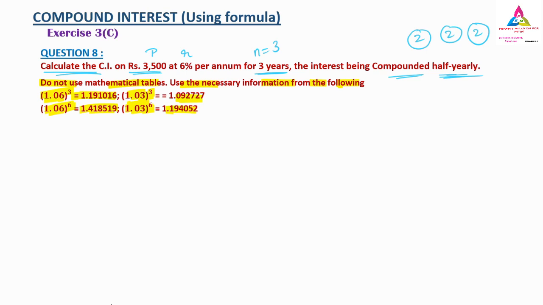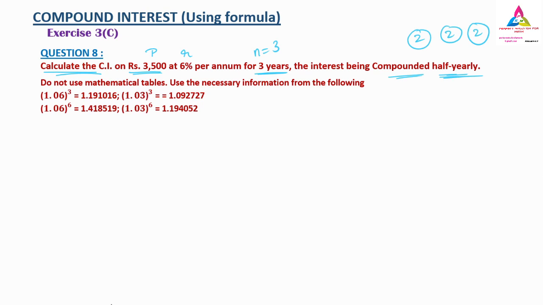Otherwise, to get 1.06 whole cube you would have to multiply 3 times. That is not necessary now because it is already given. Also, raised to 6 means multiplying 6 times, which is also not necessary because they have given that value. So it will be very easy for the calculation part. Let us see how to solve this using this information.